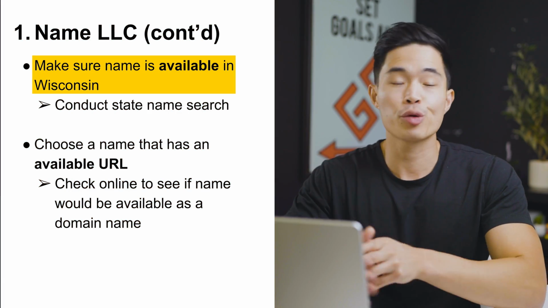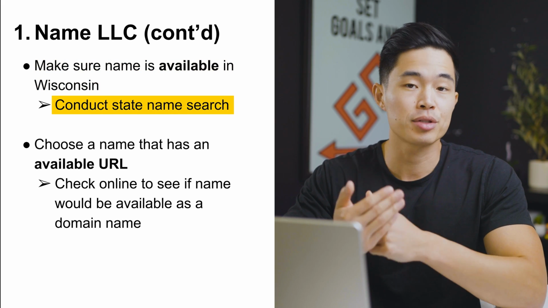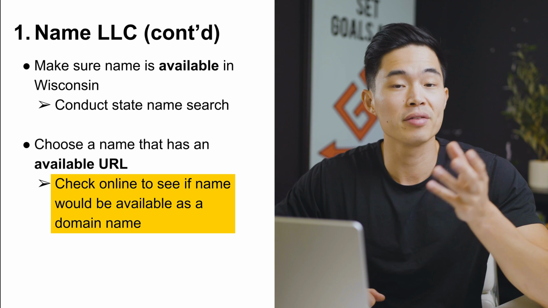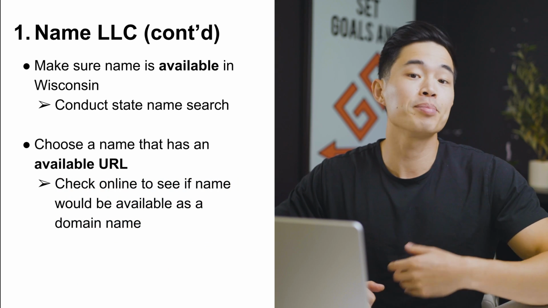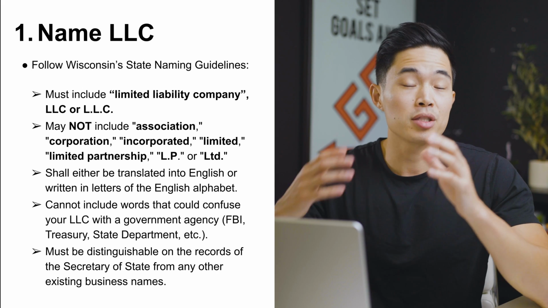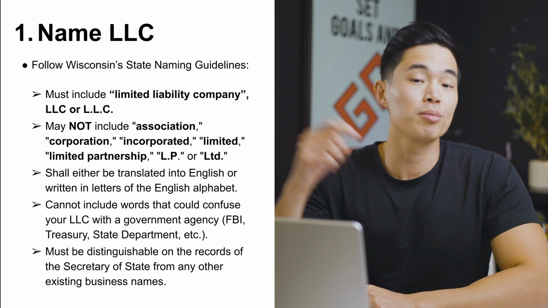Okay, so let's start with step number 1, which is to name your LLC. The first thing we want to do is make sure that our name is available in our state. So what you can do is conduct a state name search. We'll have a link down below. And something else you may want to make sure of is that there is an available domain name. So if you're trying to build a business with a website, check to see if that URL is available. There are a bunch of naming guidelines and rules, so you want to make sure that your name is compliant, and you can learn more at the link down below.